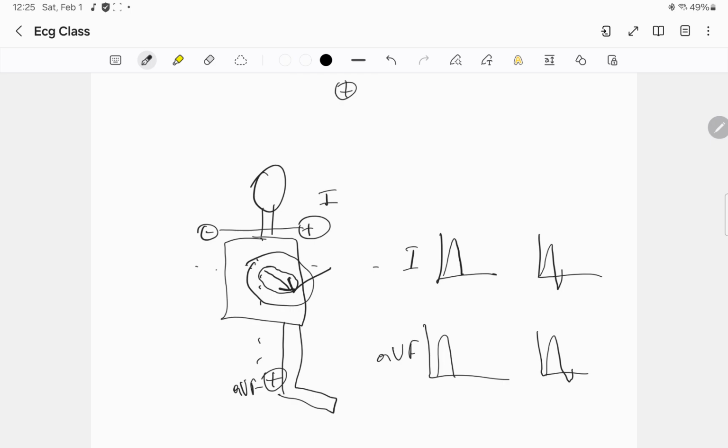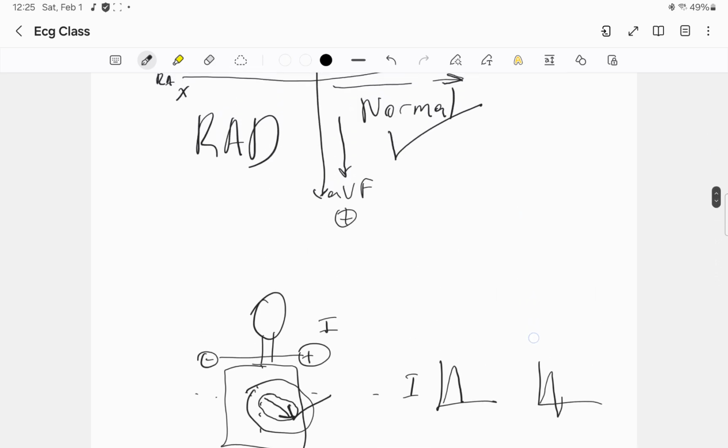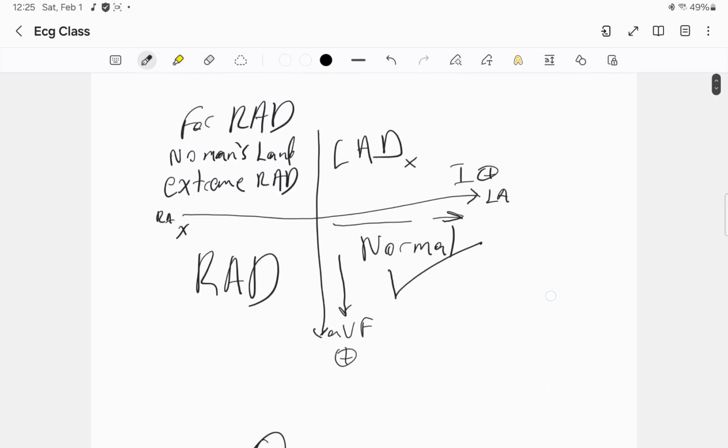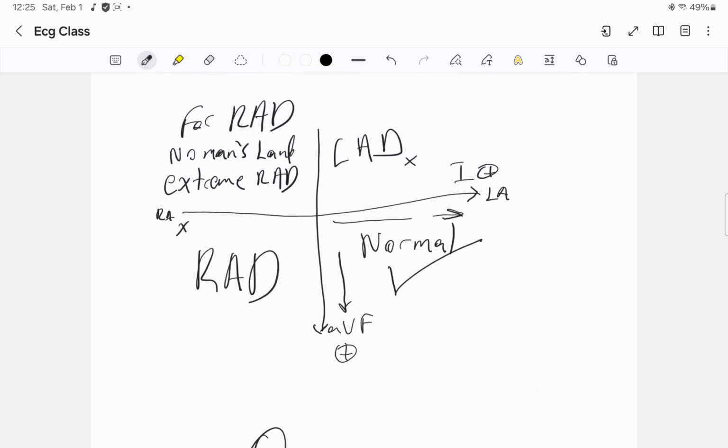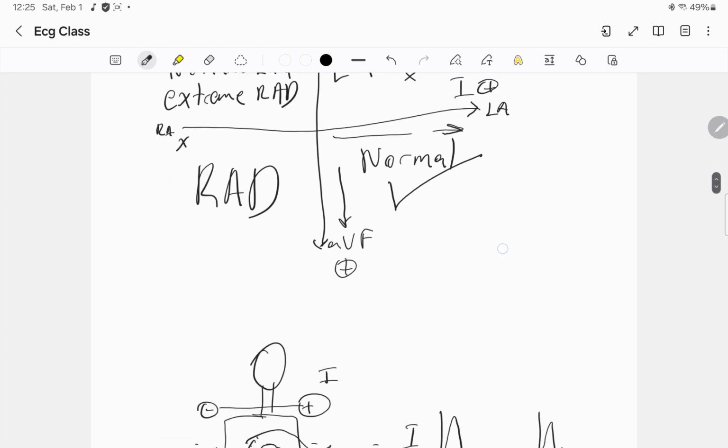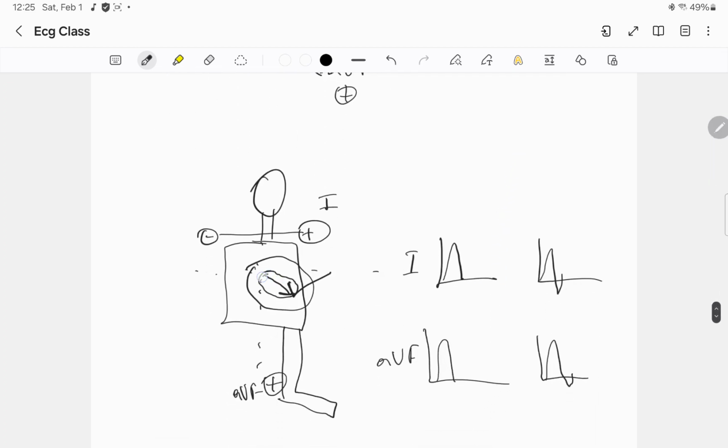So based on that, we can conclude, looking back at this diagram, that for example, if you have a right axis deviation, that means the impulse is going towards the right and going downwards. So it's going away from lead 1 and it's going downwards towards AVF, like that.